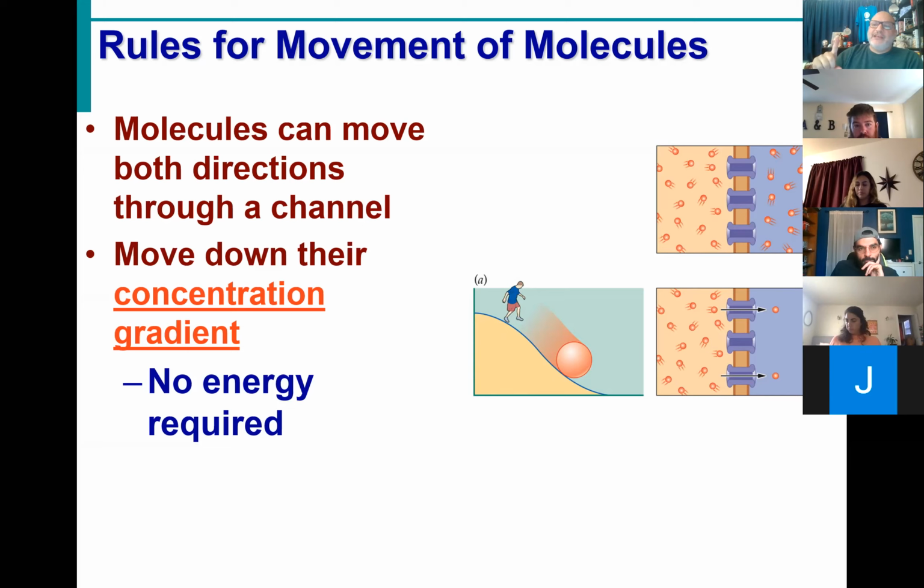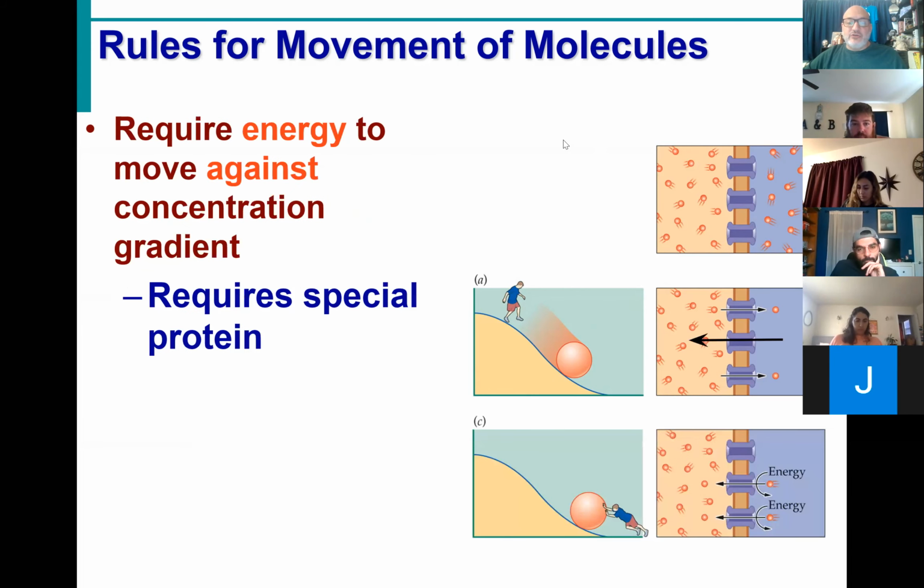However, if I want to get that ball back to the top of the hill, do I have to use energy then? Yes. Yeah, absolutely. And so if I want to get a molecule to move from a low concentration to a high concentration, I am going to need to use energy. And I'm going to need to use a special protein. And that special protein is either called a transporter, or we also sometimes refer to them as pumps.